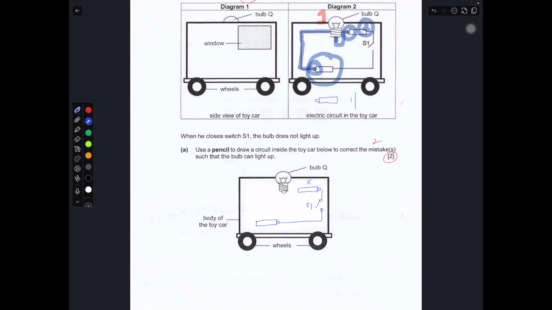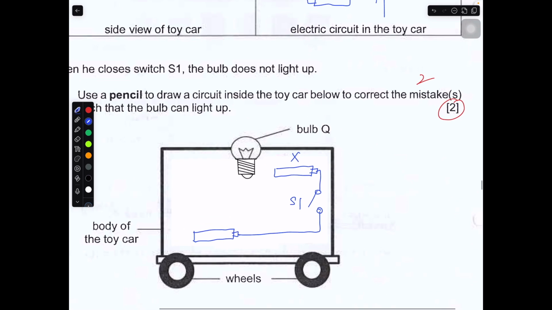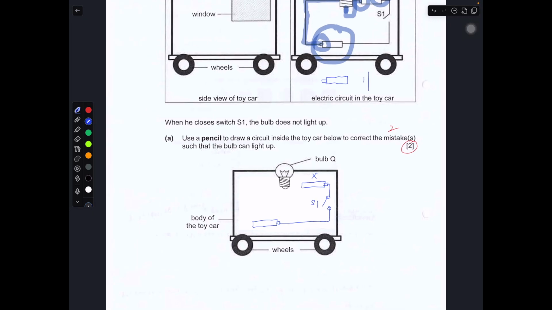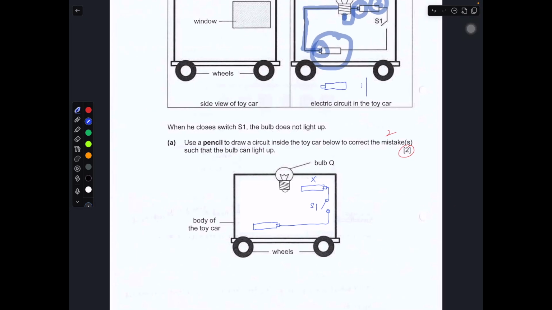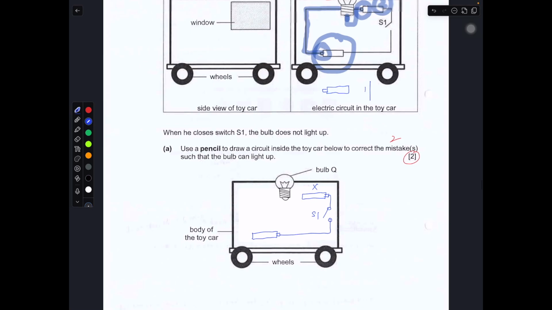S1. Oh, okay, sorry, this part is wrong. Because I'm flipping the top part, this part has to be here. Because over here this is positive, this is negative. So the electric current must flow in this manner, positive to negative, then the other one positive, back to negative. So this should be the correct way.